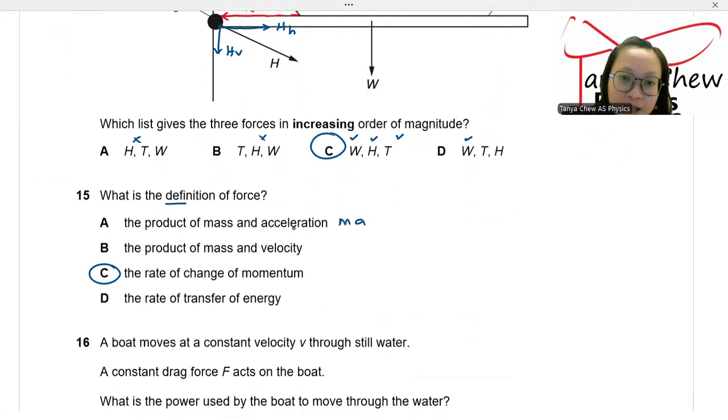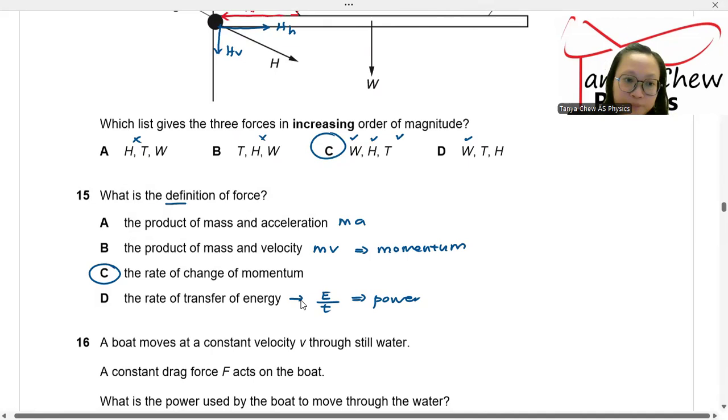Product of mass and acceleration. This is another expression of force. Mass and velocity, product of mass and velocity. This is momentum, nothing to do with the force. Rate of transfer of energy, energy transfer divided by time, that is called power, right? Nothing to do with force.